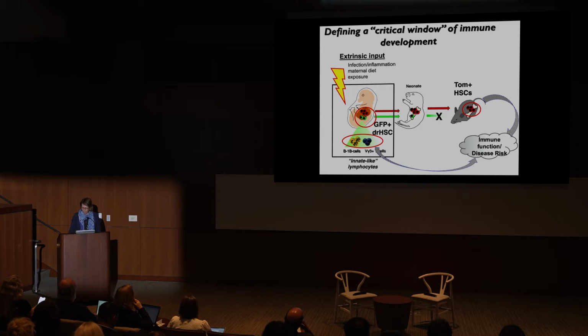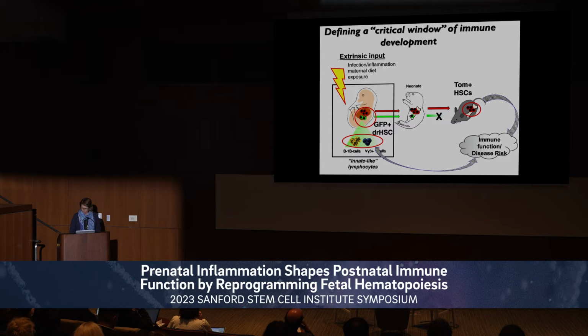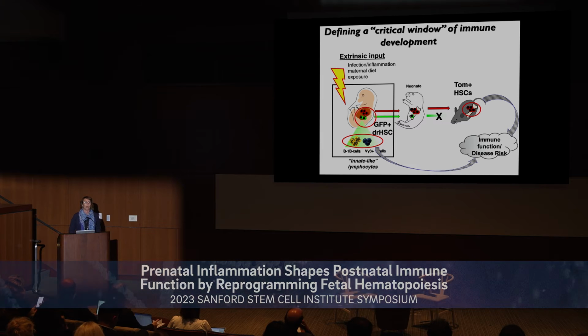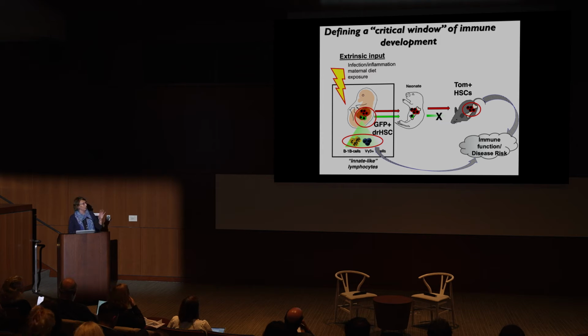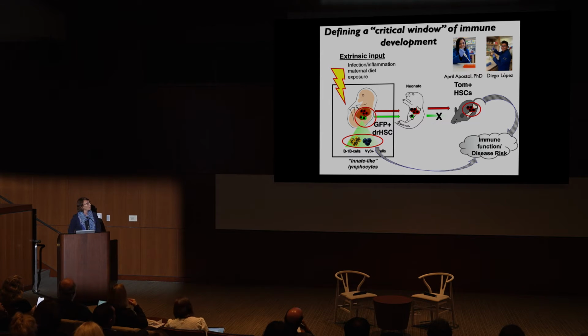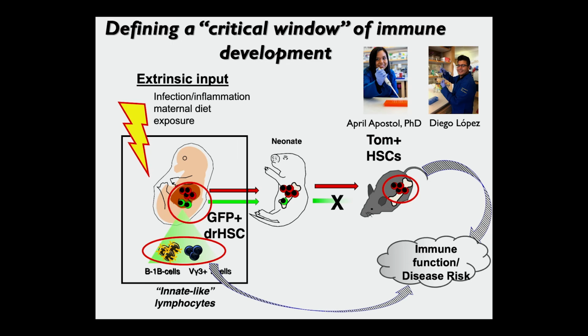And so for the rest of this talk, I'm going to tell you two different stories. One which is published, so I'm going to go through it really quickly, and one which is unpublished, which is an extension of this work that was recently published. This first part of work, which was recently published in Cell Reports at the end of last year, was work by two talented PhD students in my lab, April Apostol, who graduated from UC Merced, and Diego Lopez, who is about to graduate from my lab at the University of Utah.